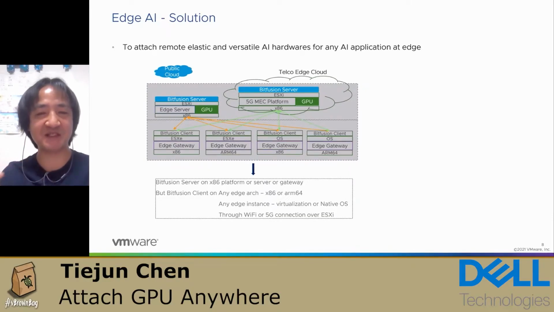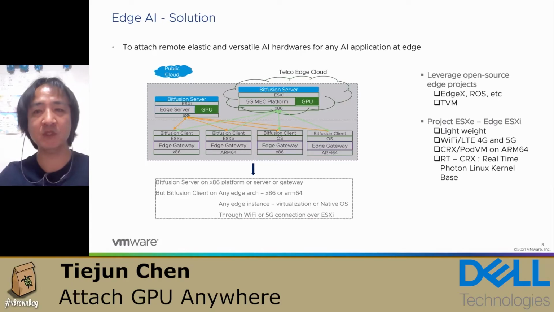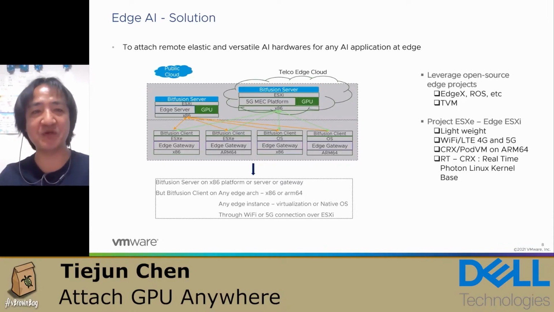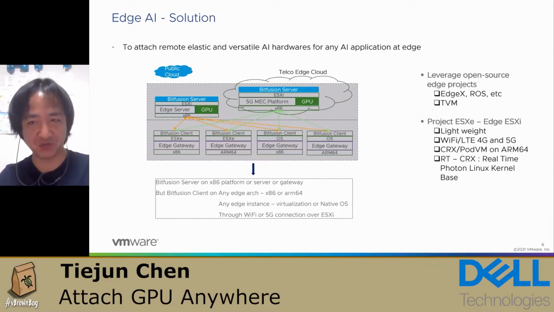Typically, these servers are based on x86. The client can be deployed on either x86 or ARM64 with our Bitfusion Extension. In this case, we leverage some open source projects like EdgeX Foundry, a common open edge computing project hosted by the Linux Foundation, and ROS, Robotic Operating System. We also introduced TVM to boost our machine learning inference performance. TVM is an open source machine learning compiler framework for diverse platforms. It aims to optimize deep models to be used more effectively on diverse platforms.